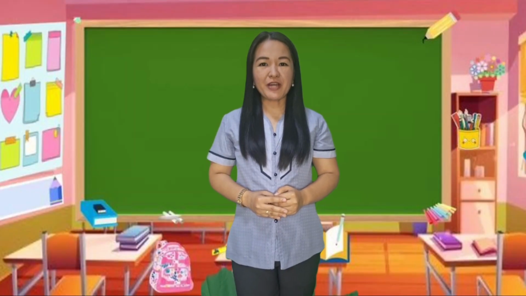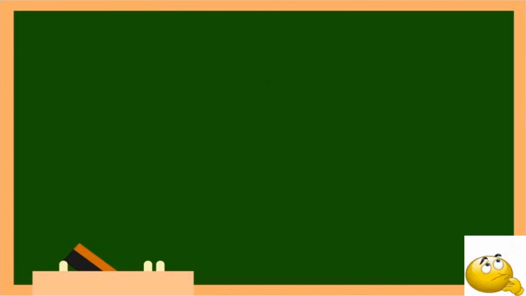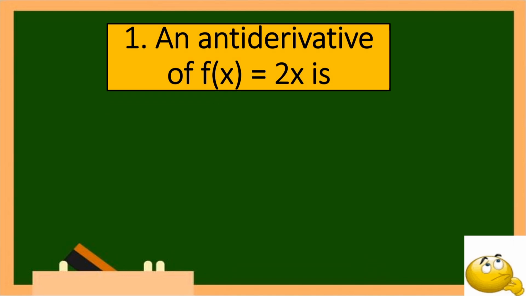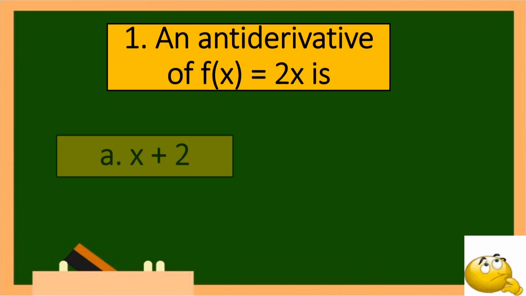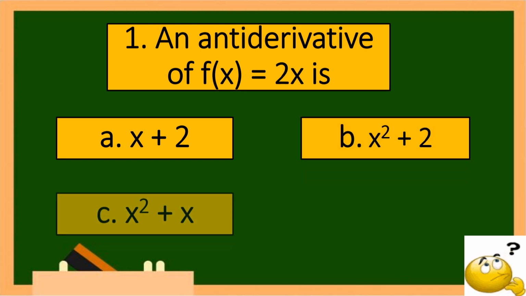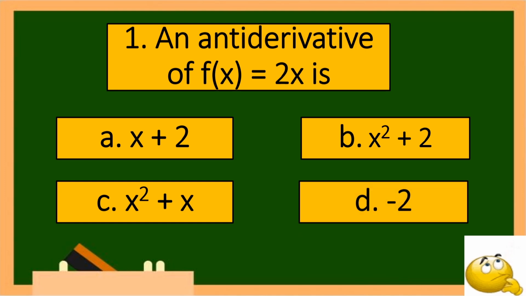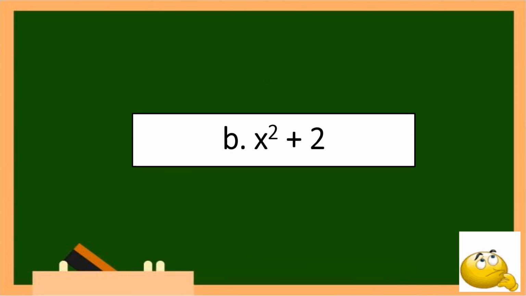I believe you are now ready to answer some exercises. Choose the letter of the correct answer. Number 1. An antiderivative of f of x equals 2x is it A, x plus 2, B, x squared plus 2, C, x squared plus x, or D, negative 2? The answer is B, x squared plus 2.